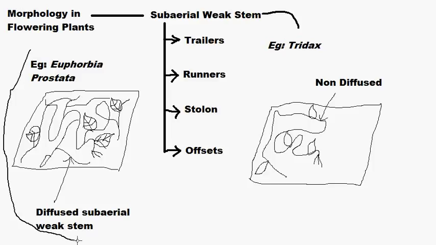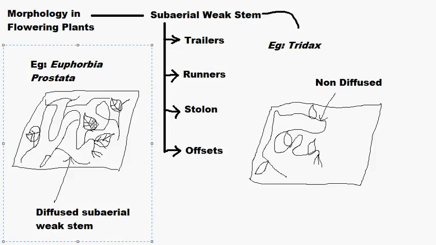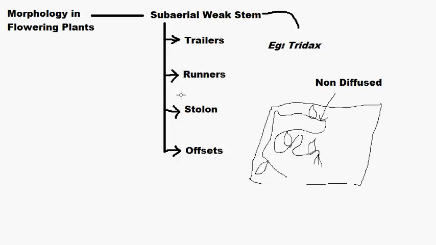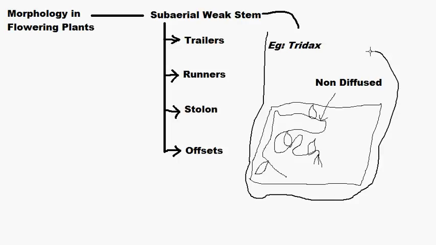So the main difference of trailers from the runners is that the trailers do not root at intervals. Alright, so you will see that trailers will not produce any root after only one root will be present where the stem has originated its growth, and then it will not produce any root. It will continue growing indefinitely. But in the runners there is rooting at intervals. Okay, so roots are produced at some intervals.